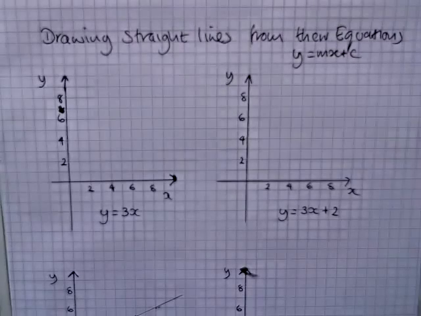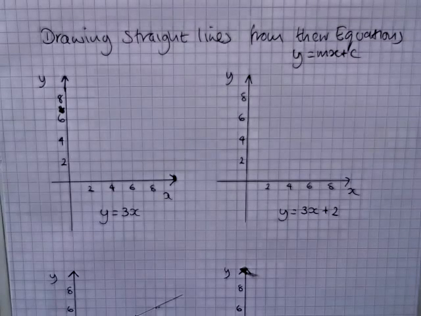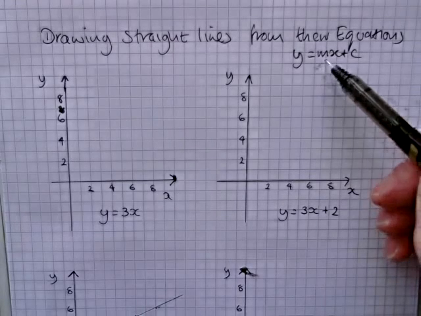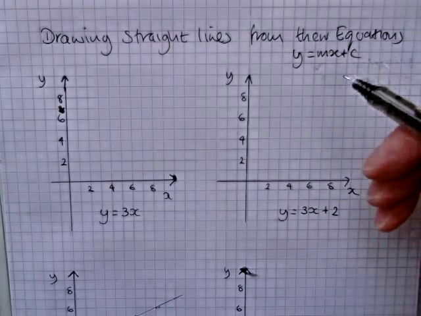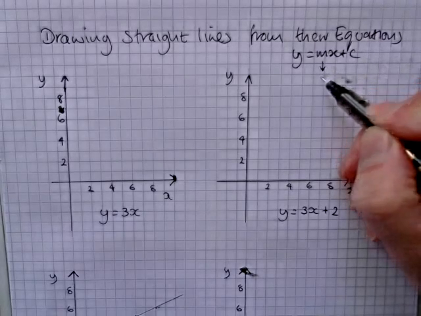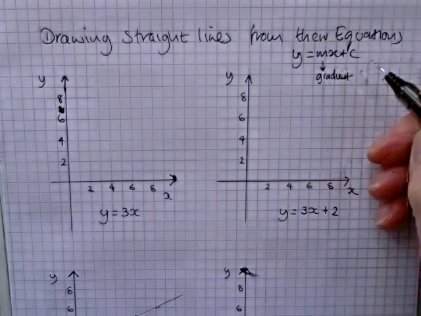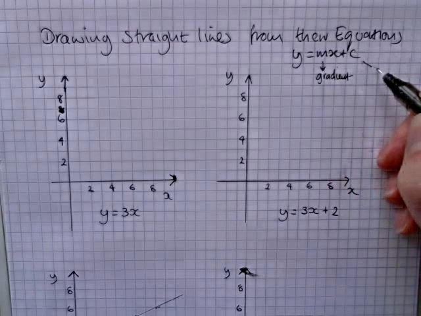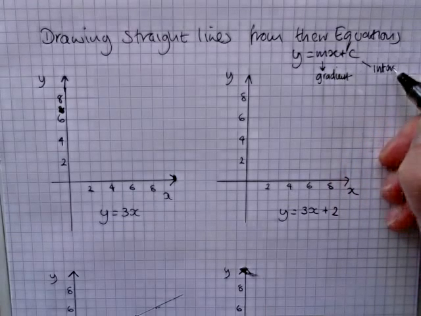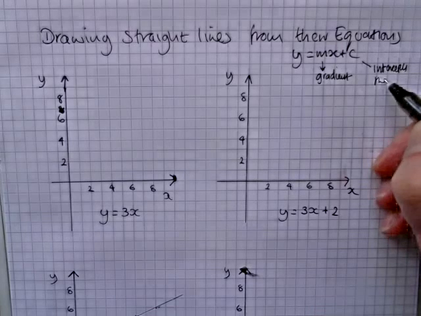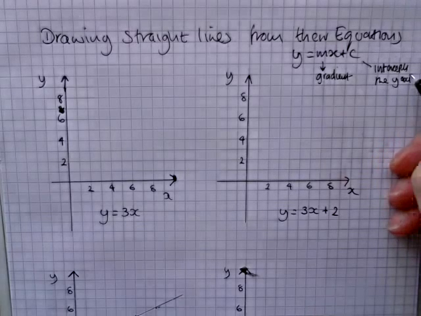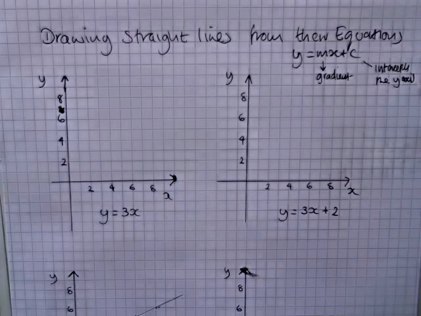So in this short video, I'm going to show you how to draw straight lines from the equations, when the equations are given in the form y equals mx plus c. And we're going to be using the fact that we know that m is the gradient of the slope, that's the steepness, and that c is where it intercepts the y-axis.